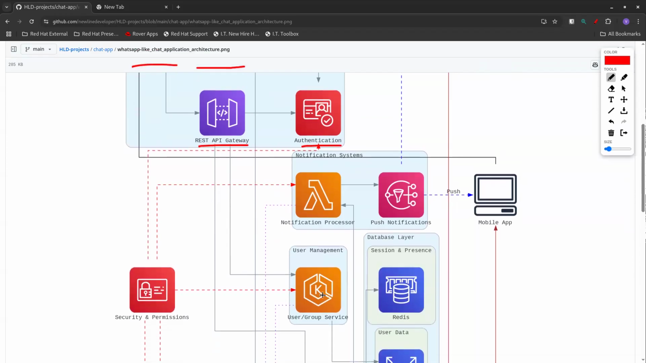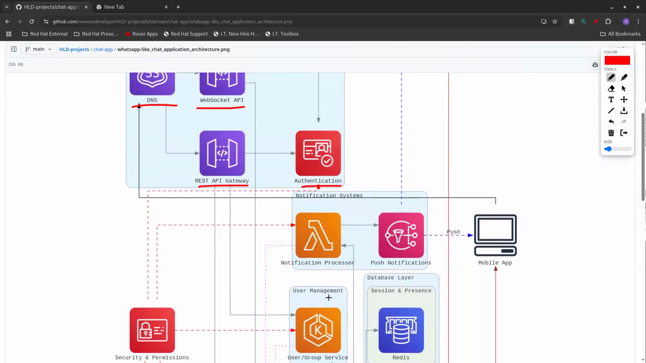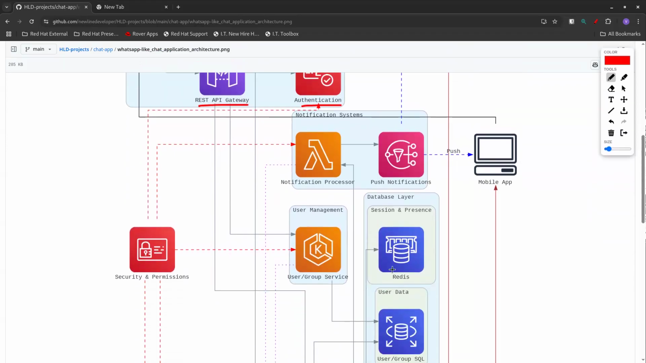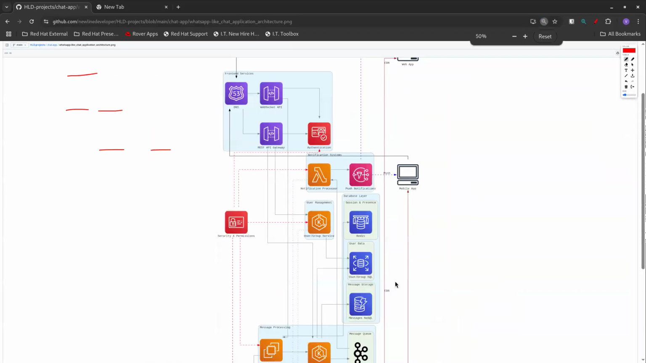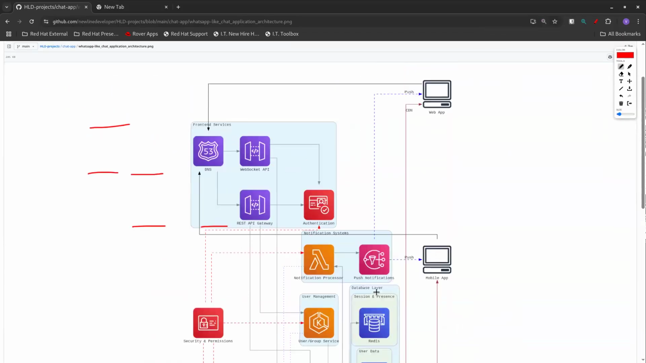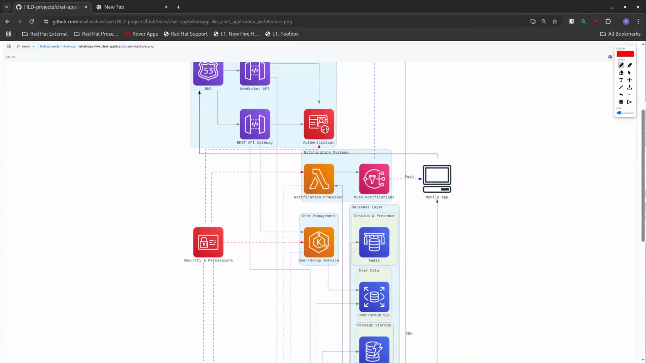Then we have a notification service. Okay, we have various services we have. Okay, so let's go one by one. So we can see notification service here.